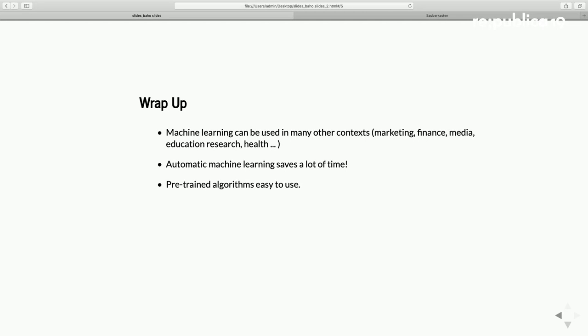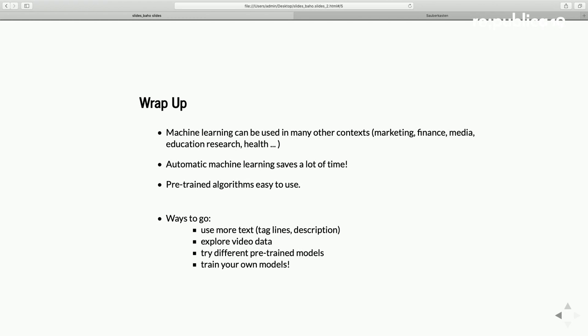Then I discovered, at least for me, that this automatic machine learning saved a lot of time. Nevertheless, I would also say that coding it yourself, you might be more sure what's actually going on, or at least compare what comes out from this automatic machine learning to whatever you are used to doing, running your models. And these pre-trained algorithms that I showed you were pretty easy to implement, without much knowing about them, you can do it yourself.